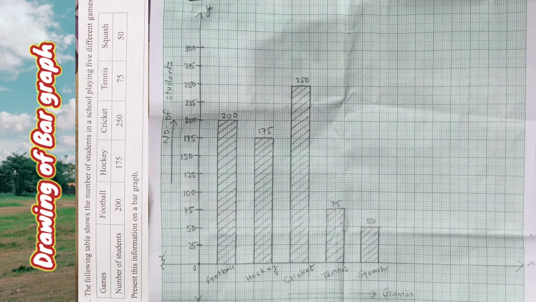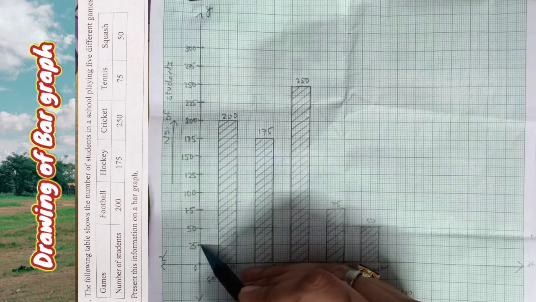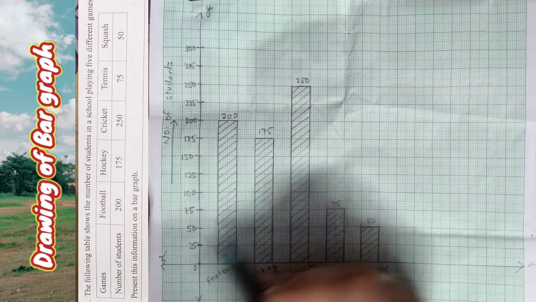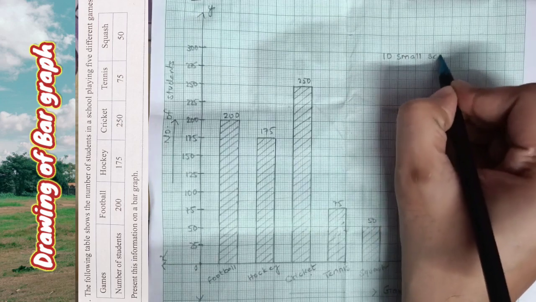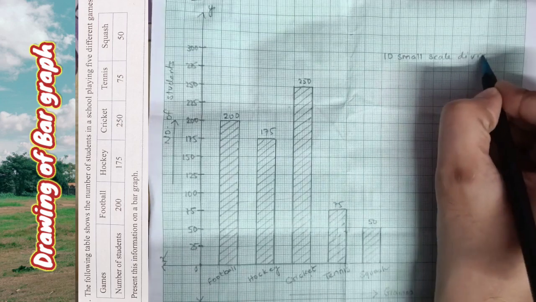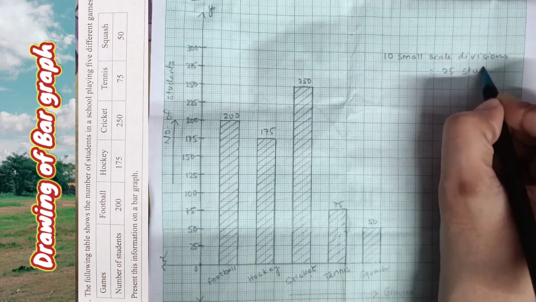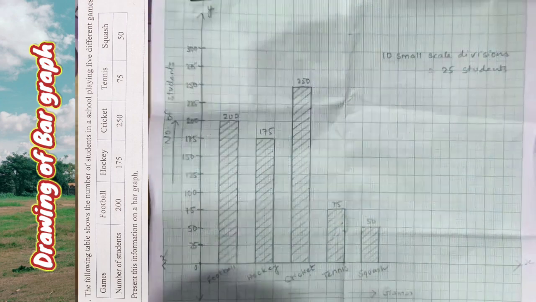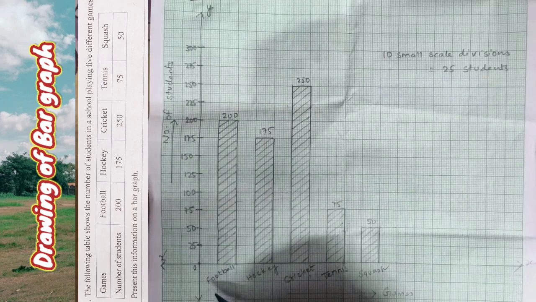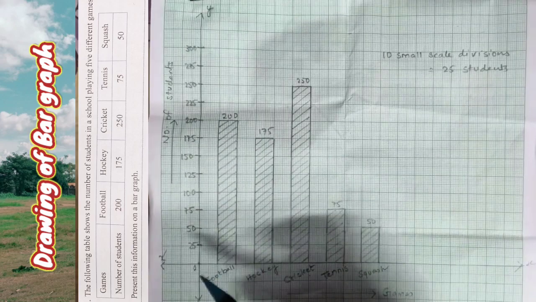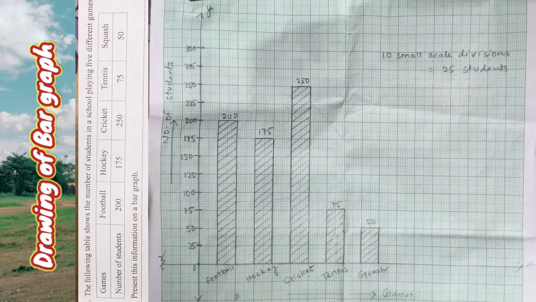And one more thing students that you can do here is to write that for the 10 small scale divisions you have 25 students. So we can write here: 10 small scale divisions is equal to 25 students. As you can see, one complete box has a total of 10 small divisions, and that is representing 25 students. So this thing also needs to be mentioned in the bar graph. So students, in this way you can make any bar graph.